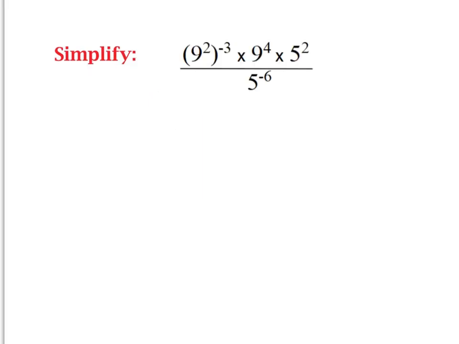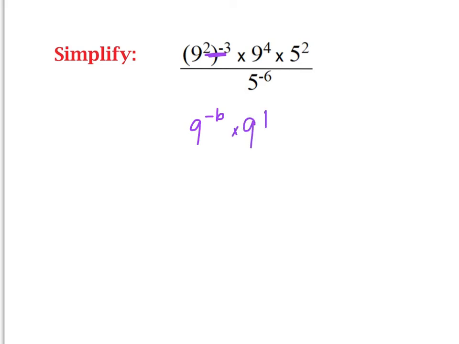Okay, take a minute and write this down. So I see lots of stuff. I see power to power, multiplying, dividing, negatives, and different bases. Putting it all together, our hardest one. So the first thing I need to take care of is this power to power right here. So I'm going to multiply my exponents. It's going to be 9 to the 2 times negative 3 is negative 6.